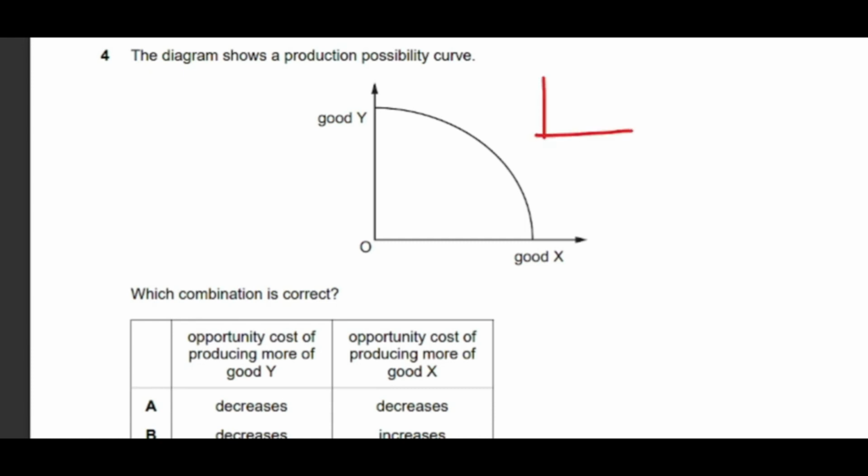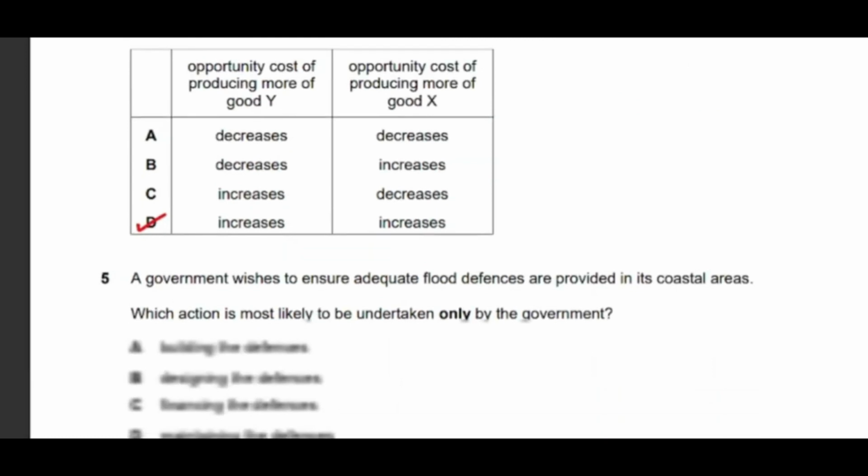There are 3 shapes of PPC. Concave like this shows increasing opportunity cost. Then we have a graph like this. This is called convex to the origin, and a convex to the origin graph shows decreasing opportunity cost. Then we have a straight line that shows constant opportunity cost. So option D is the correct answer as per this question.